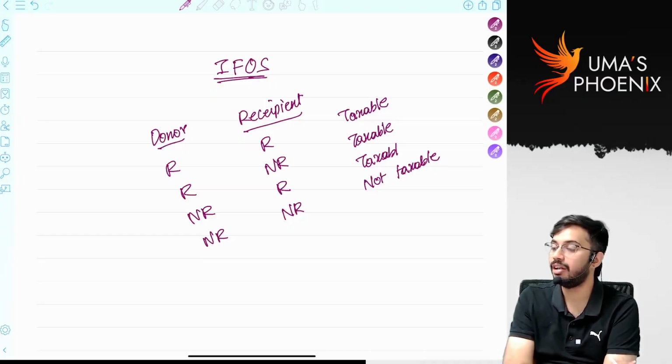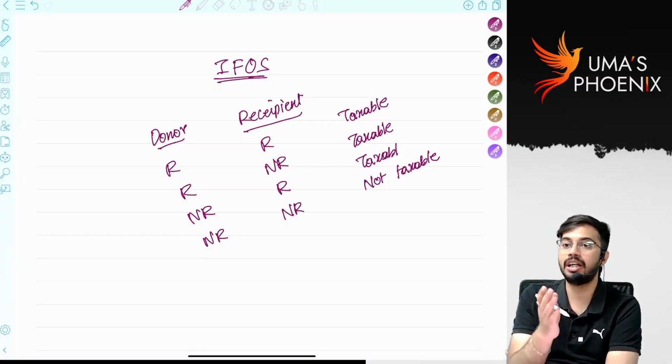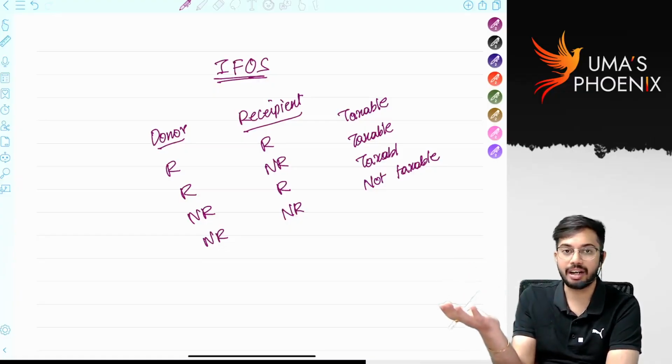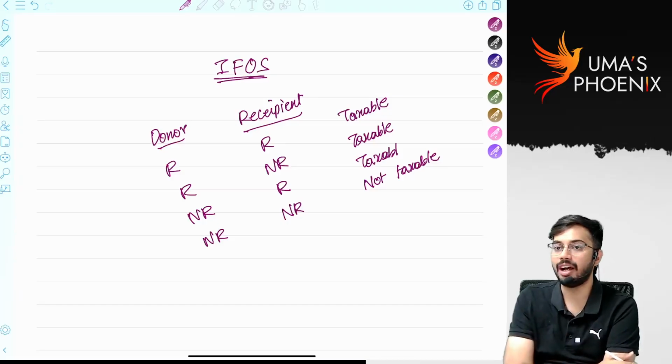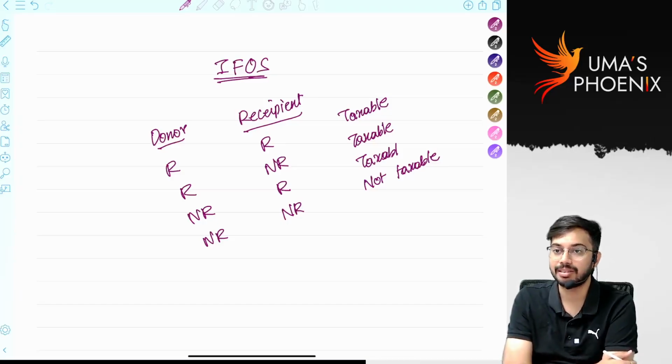Think logically. Okay, a person who is in Australia gifted a gift to another person who is located in USA. That means one non-resident in one country is giving a gift to another non-resident in another country. Why the hell will it get taxed in India? It will not be taxed in India. Are you able to understand? There is no nexus.